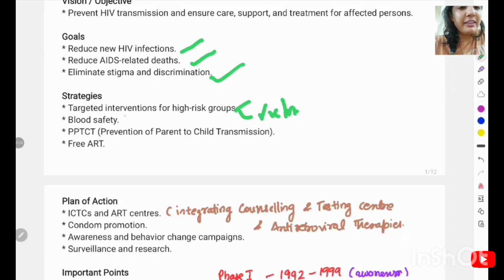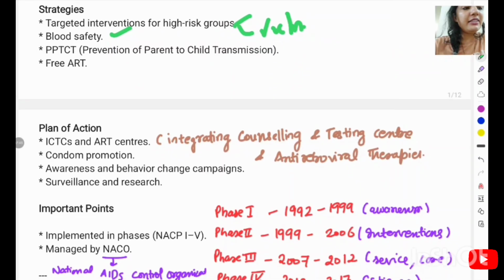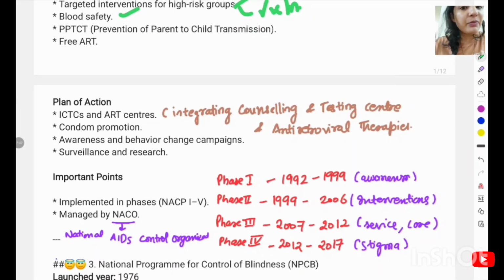Second is blood safety, because HIV can transmit through body fluids. So blood safety is one of the important aspects and we have to do it very properly. Then PPTCT, meaning prevention of parent to child transmission. If it is transmitting from parent to child, we have to stop that transmission. And free ART, meaning antiretroviral therapy, because it is a virus, so we have to give antiretroviral.